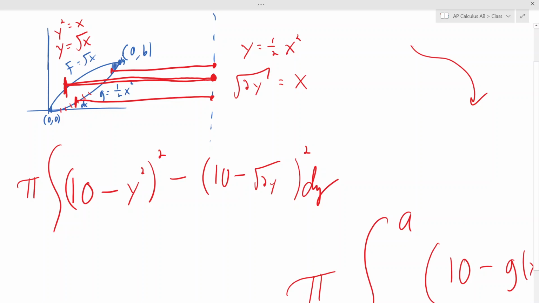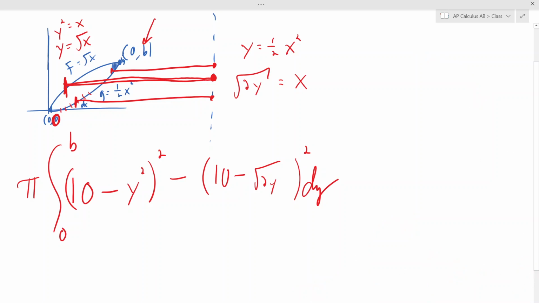Keep in mind, 10 minus root 2y squared is not 100 minus 2y. It doesn't square like that. You've got to FOIL it out. But you don't need to worry about that. You're going to have a calculator for this kind of question. But now we're integrating from 0 to what y? y starts at 0 right here, but it goes up to b. Everybody okay?